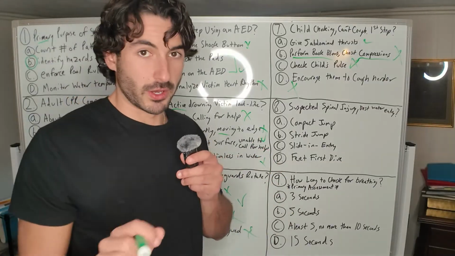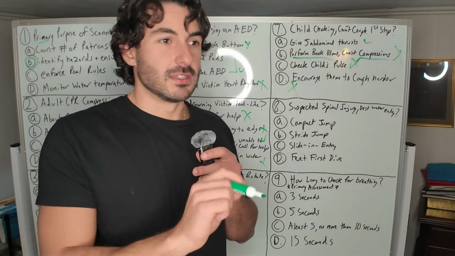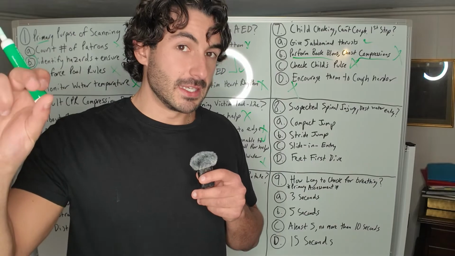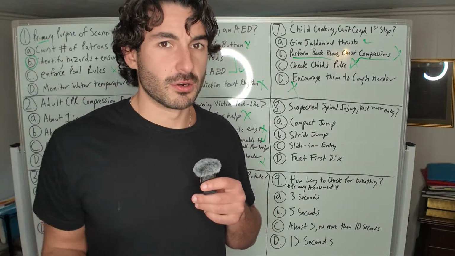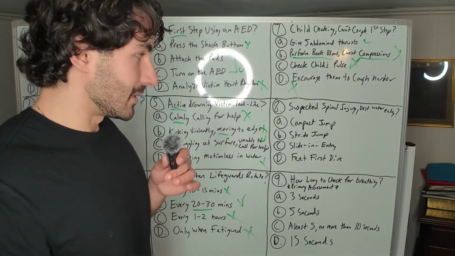Number 8, suspected spinal injury. What is the best water entry? A lot of people get this question wrong because they'll throw in, like, it's in 5 feet of water, or 3 feet of water, and they throw in the measurements of the pool to kind of throw you off. So you think, oh, if it's a certain amount of feet, I can do this jump. It's really always going to be a slide-in approach.